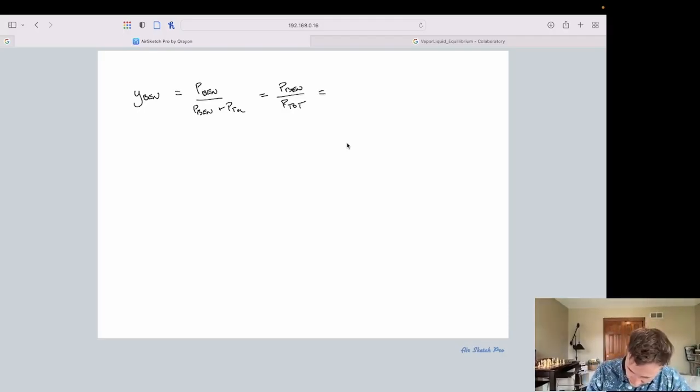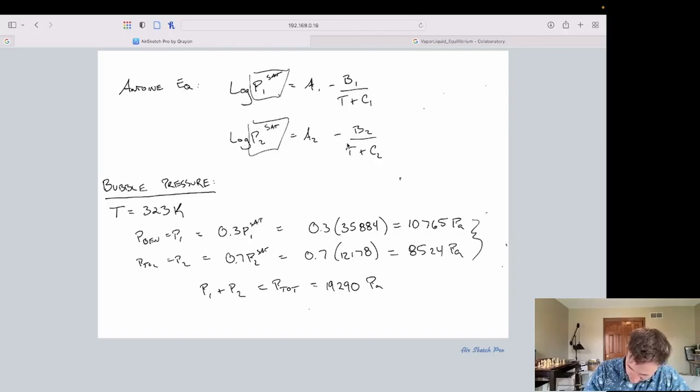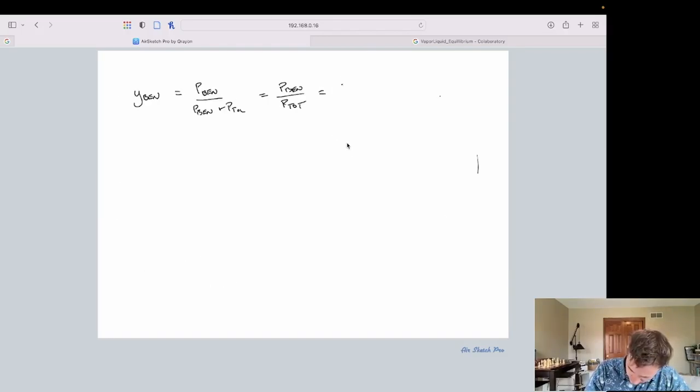which gives us here, if we divide 10,765 by 19,290 pascals, then that gives us 0.55 moles of benzene.